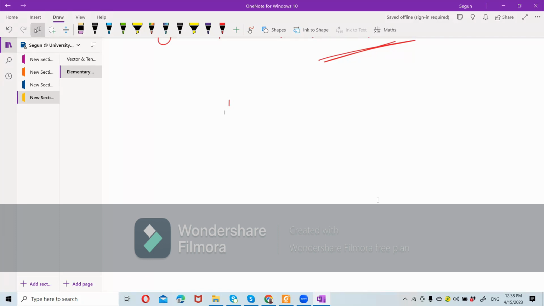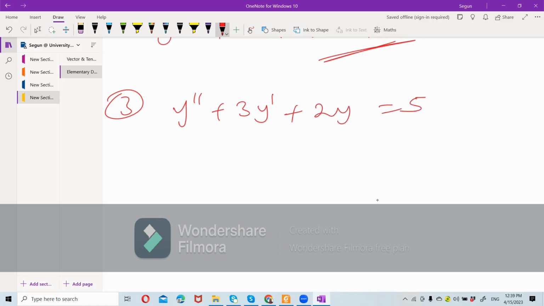First thing is, look at the nature of that question. Don't just rush into the question. Ask yourself, what is the nature of this? What is it talking about? I believe you have some of the questions here with you. Now let's look at this one. Number 3 question says, y prime prime plus 3y prime plus 2y equals to 5.